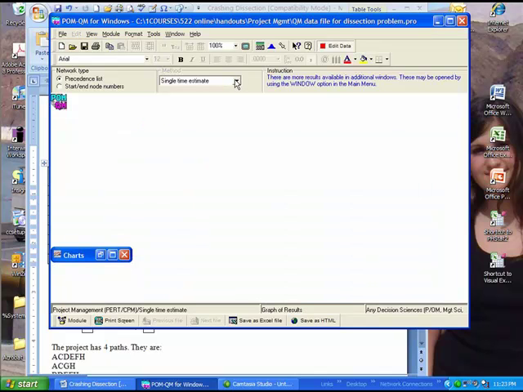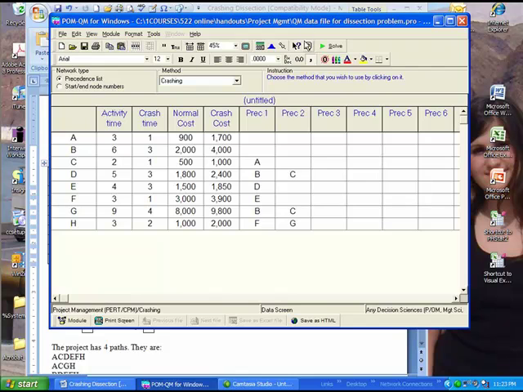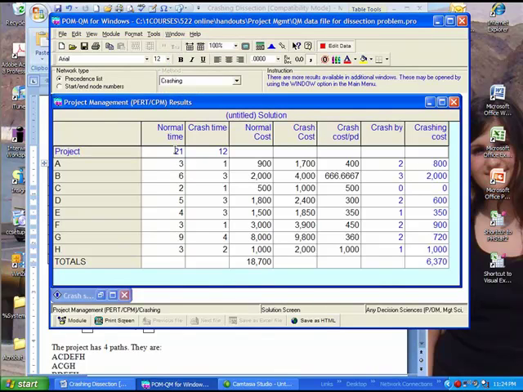Now I can go back to the crashing. I can edit and go back to crashing and solve this problem, and I will get this result right here. Let's understand this. It says that I can finish this project under normal times in 21 weeks, but I can get it done in only 12 weeks. What does it take for me to do it in 12 weeks?